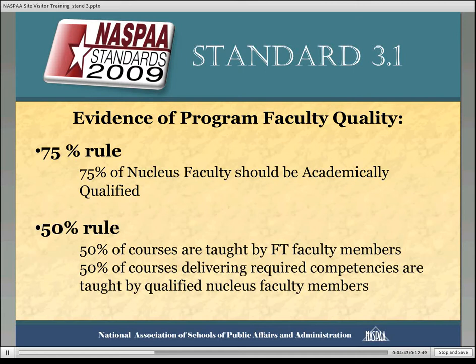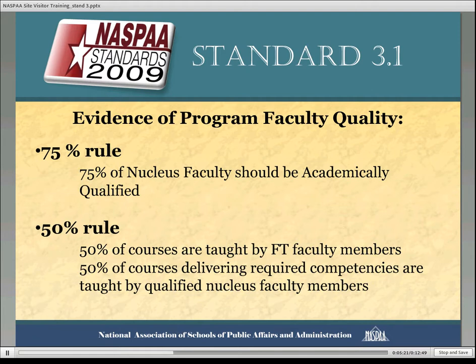Now, the key part to understanding whether or not the program as a whole is achieving this, whether or not the full-time faculty members are teaching within the program, has to do with a couple of rules. One is the 75% rule, and that means that 75% of all the nucleus faculty should be academically qualified. Recall now that the nucleus faculty are those who have substantial determining influence on the program, and that those are the core players or core participants and core faculty in designing and carrying out the program with the students. The definition of evidence here has to do with 75% of all the nucleus faculty listed in the program having to be academically qualified.